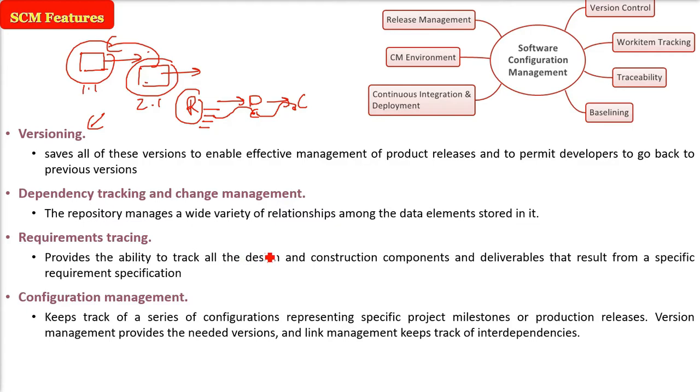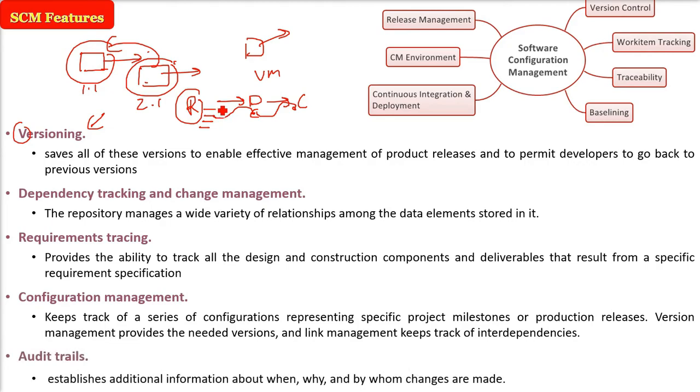Then configuration management. This is the only part which we are discussing. It keeps track of a series of configurations representing specific project milestones, baselines, or production releases; version management provides the needed version, and link management keeps track of all the interdependencies between them. Audit trails: this establishes additional information about when, why, and by whom these changes were made, because this is all about change management.